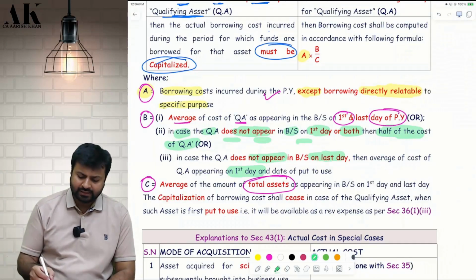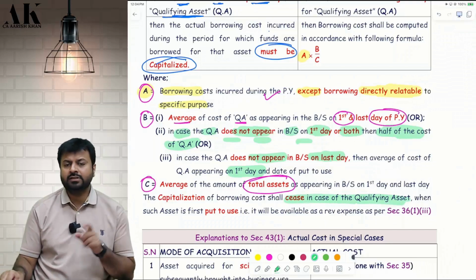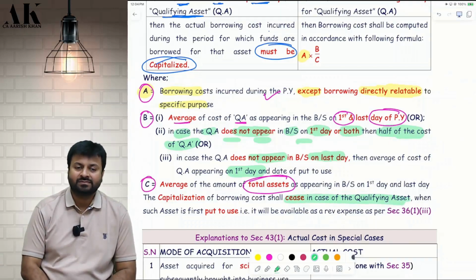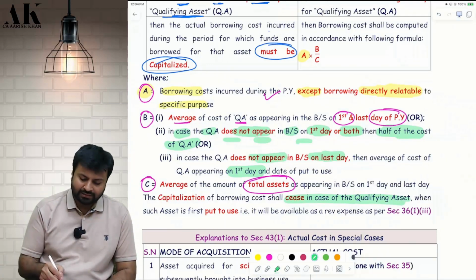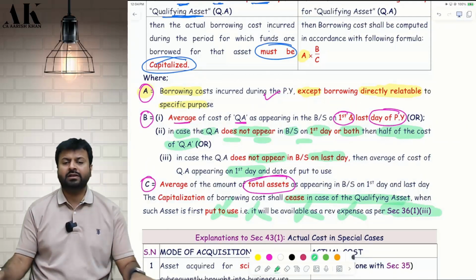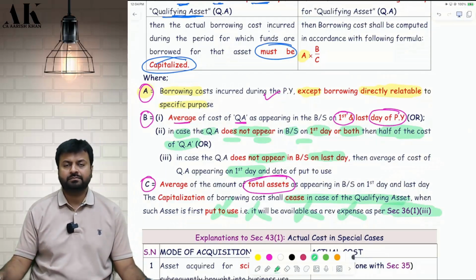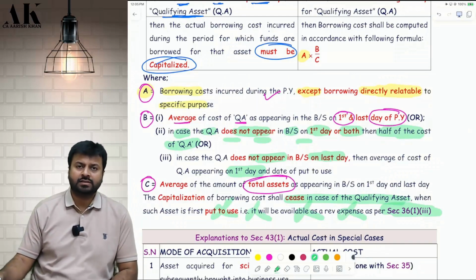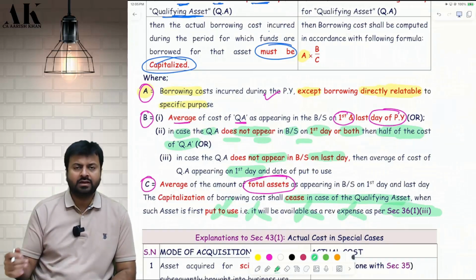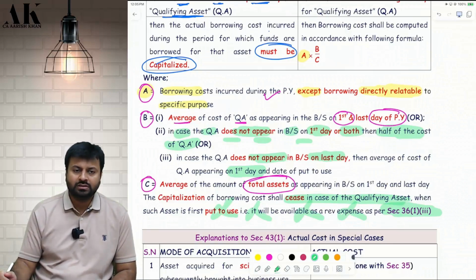And once the asset ceases to be a qualifying asset, it means what? Now the asset is ready for its use. Then you cannot capitalize the interest to the cost of the asset. Then you can take that interest to what? Please tell me. P&L account. As I have been saying, it is allowed under section 36, subsection 1 and clause 3. So this is how you are going to go about with the borrowing cost ICDS.